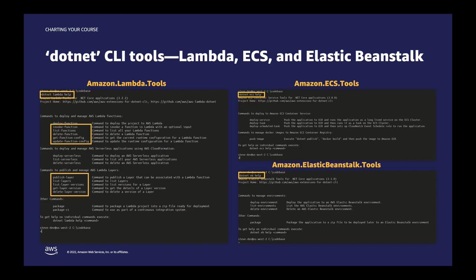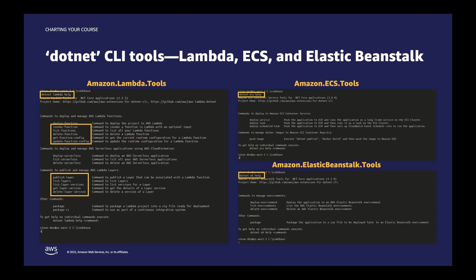The Amazon.ECS.Tools extension lets you either push an ECR image or deploy to ECS, configuring your container to run as a service, a one-off task, or even a scheduled task. In this case, the CLI will set up a CloudWatch event schedule rule to run your application.